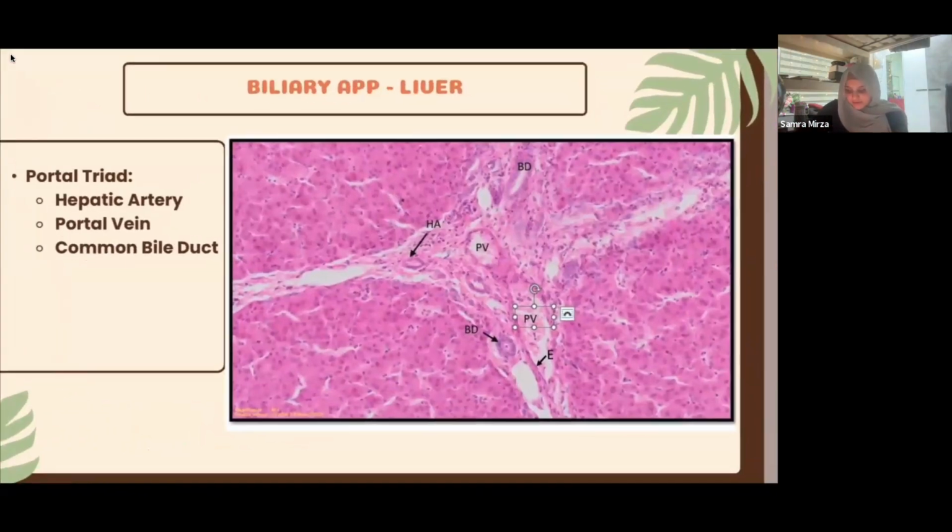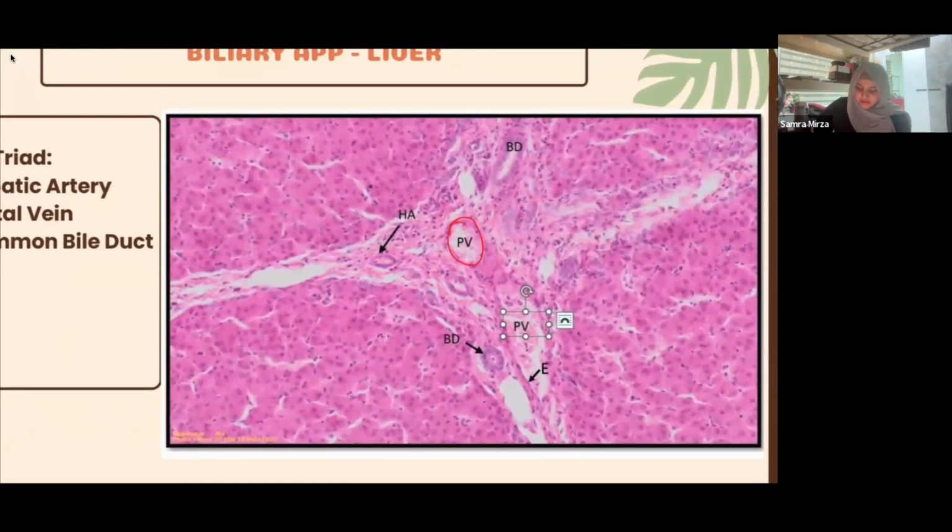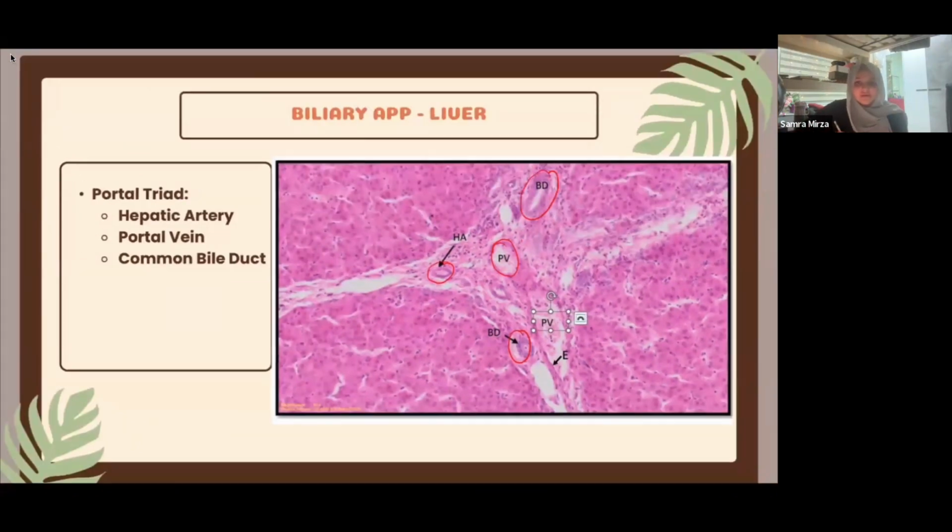And again, this is our portal triad. This is our portal vein in the center. To the left of the portal vein, you have the hepatic artery. And on this side, you have the bile duct, and then again, another bile duct. And again, I don't think they'll specifically ask you to point them out from what I remember. They might just show you this diagram and ask you what is this structure, and it will just be the portal triad.